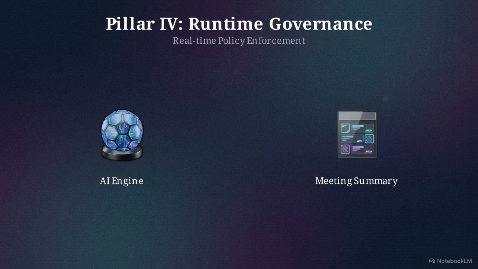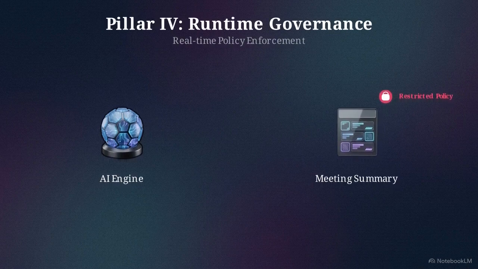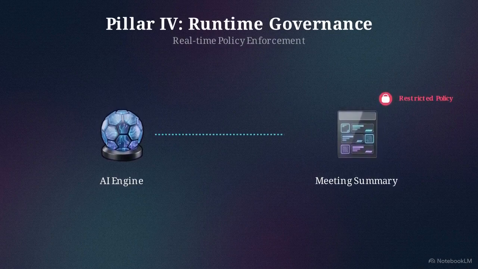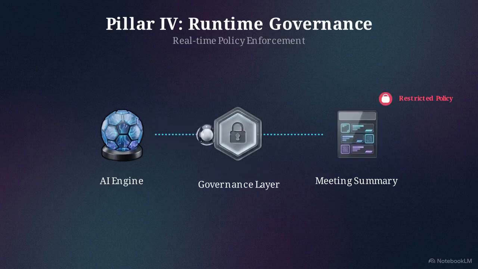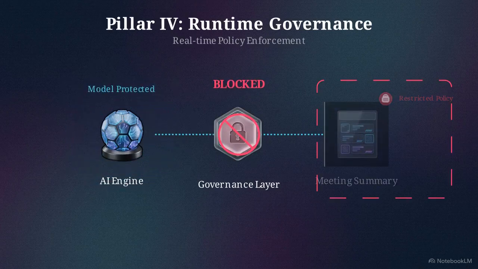This layer ensures every piece of data the AI retrieves is permitted by the organization's security policies in real time. If a user asks for a summary of a meeting they weren't authorized to attend, the governance layer blocks that specific data from reaching the model.